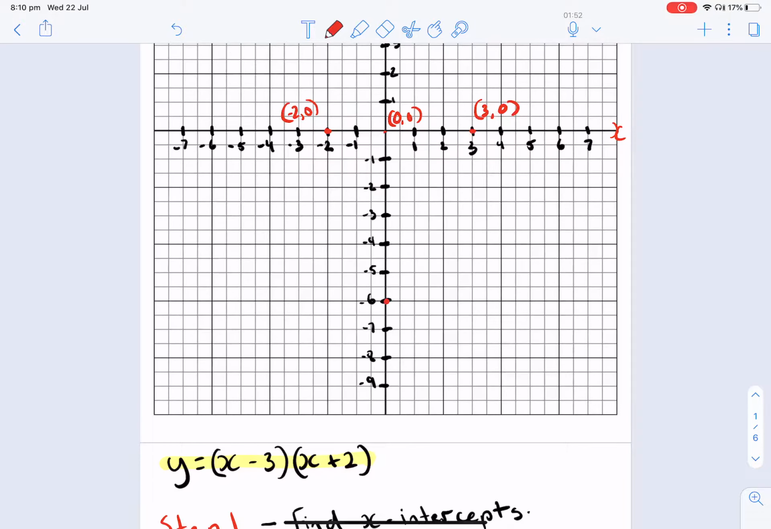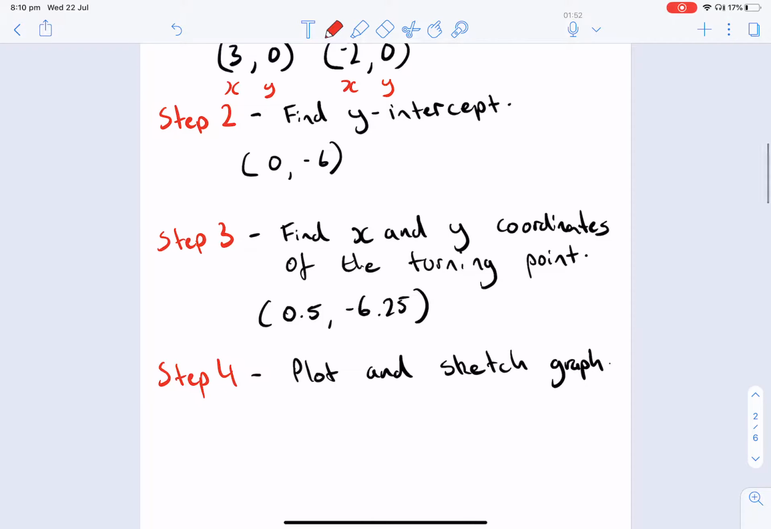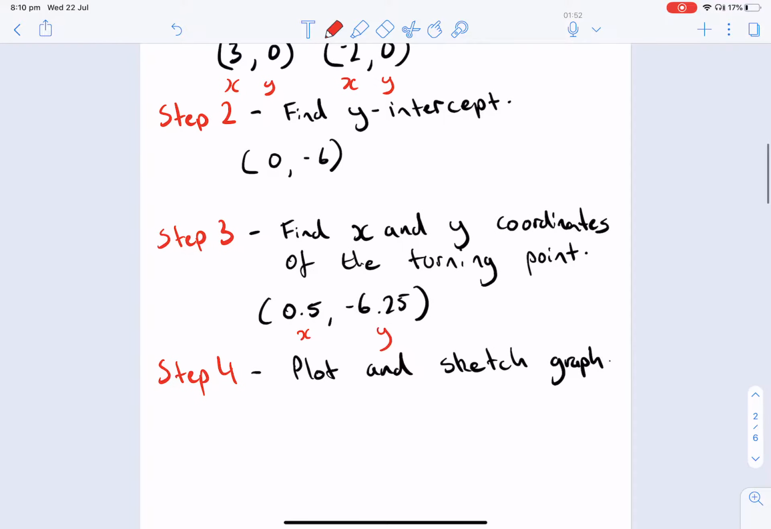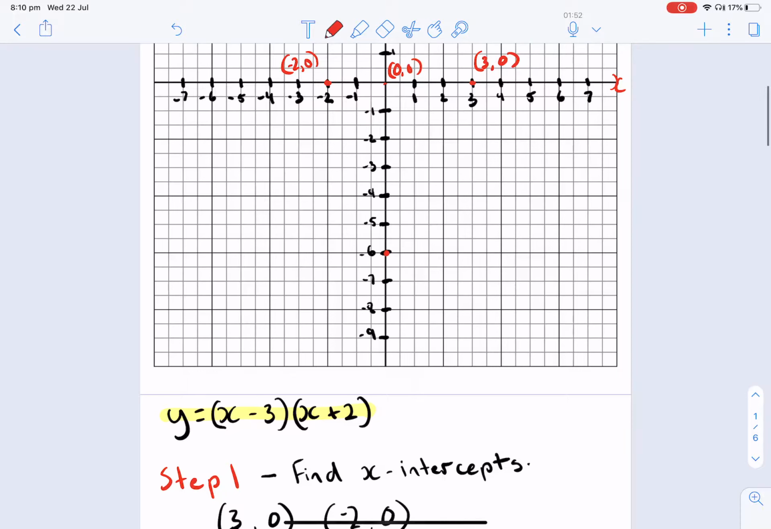That's my y-intercept. You can see our parabola points are starting to take shape. And then we need to find our turning point. So the x and y coordinates, once again, this is our x value, this is our y value. We've got an x value of 0.5, so halfway here between the 1 and 0. And we're down at negative 6.25, which is approximately here.